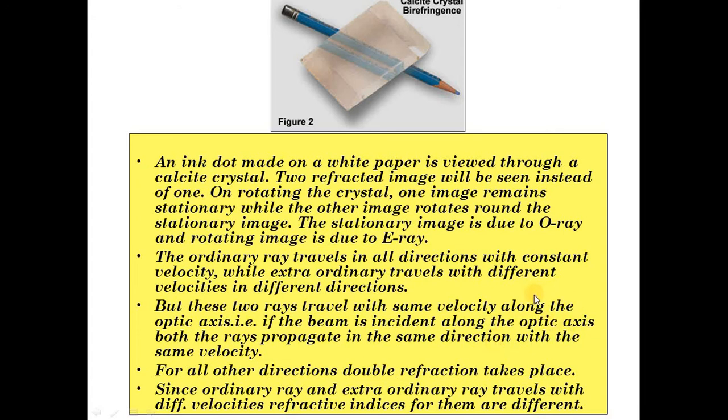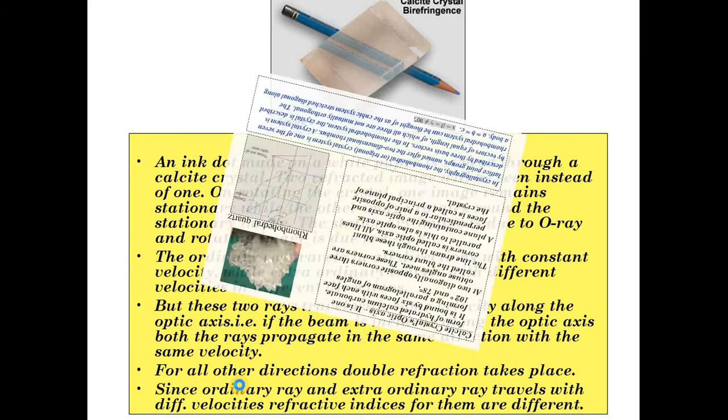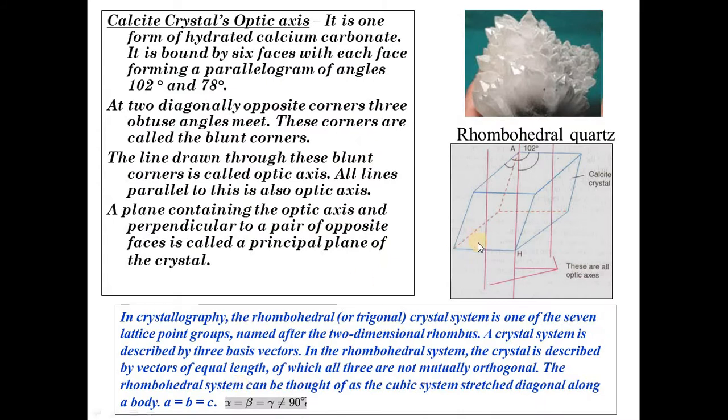When light is incident along the optic axis, what happens? You can't see the double refraction since both rays are traveling with the same velocity. For all other directions, double refraction takes place except along the optic axis. Since the extraordinary ray and the ordinary ray travel with different velocities, they will have different refractive indices. And you can see the calcite crystal.